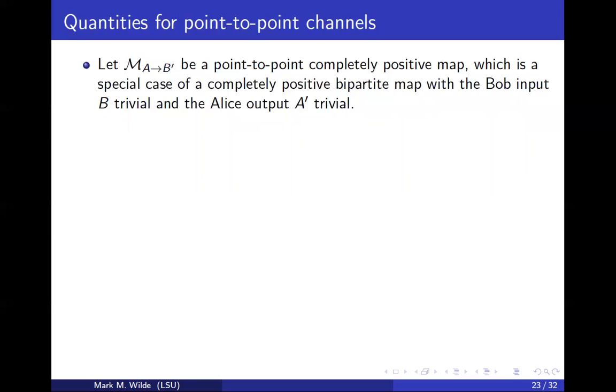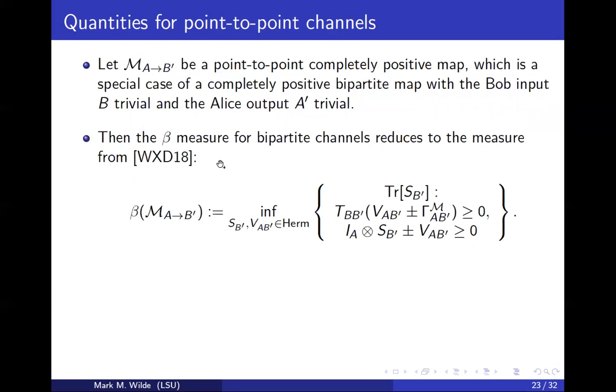Okay, so then what we can do here is we can take all of the measures defined previously for bipartite channels, and we can evaluate them for point-to-point channels. Why is that? A point-to-point channel is a special case of a bipartite channel in which Bob's input is trivial and Alice's output is trivial. Okay, and so the measure then reduces to this measure, which was found by Shin and colleagues and Runyao Duan and another co-author in their prior work. Okay, so it looks like this. This is a semi-definite program also.